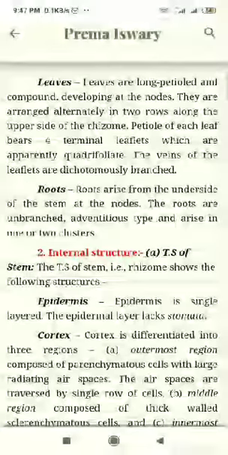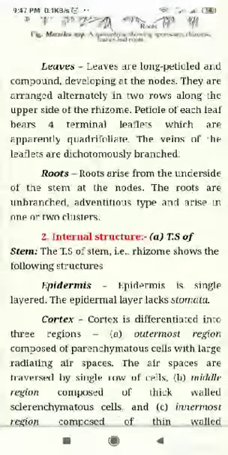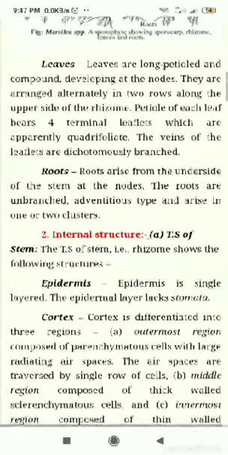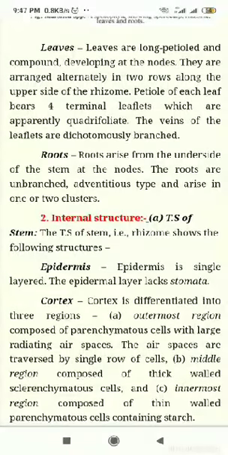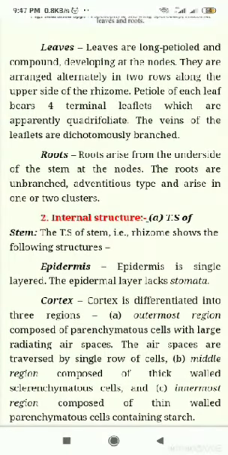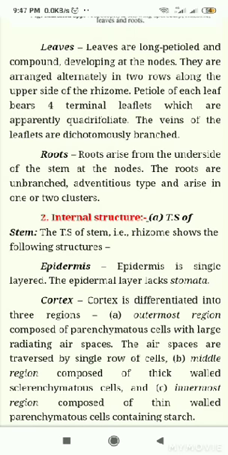Then at the bottom there is the presence of roots, and these roots arise from the underside of the stem at the nodes. Roots are unbranched, adventitious type, and arise in 1 or 2 clusters. So roots are unbranched and adventitious type.